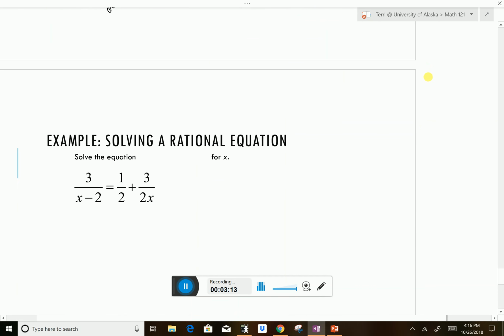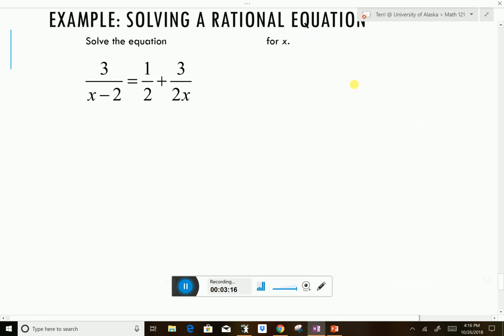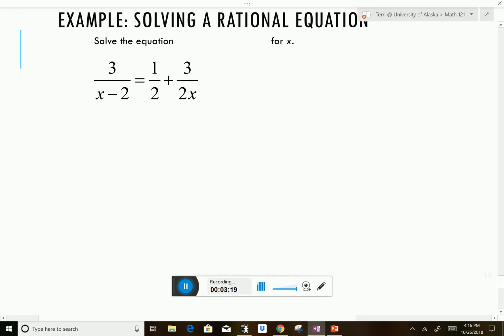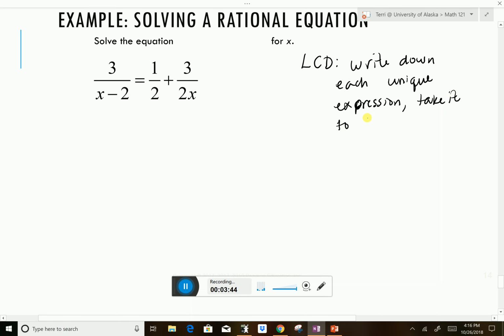So let's talk about doing this. We want to solve this for x. So I need to find the lowest common denominator. What I do to find the LCD is write down each unique expression and take it to the highest power in any one denominator.